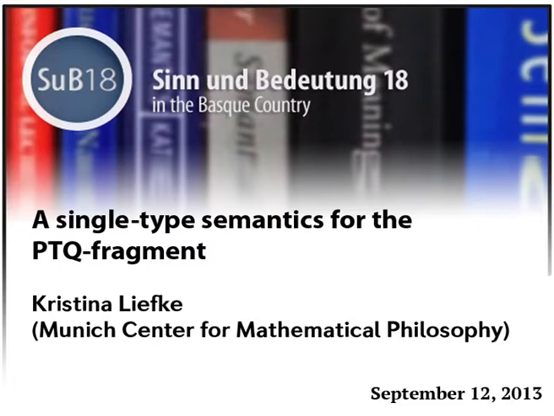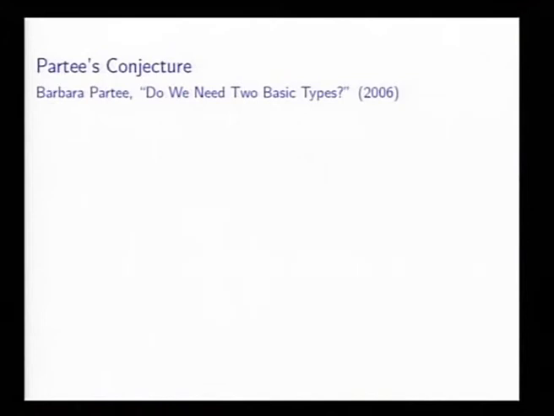I'll present a semantics for the PTQ fragment that models the fragment through the use of just one single basic type of object, and that's also why I call this semantics a single type semantics. Now, the possibility of providing such a single type semantics for natural language has first been proposed by Barbara Partee in a 2006 paper on the question of whether we need two basic types.